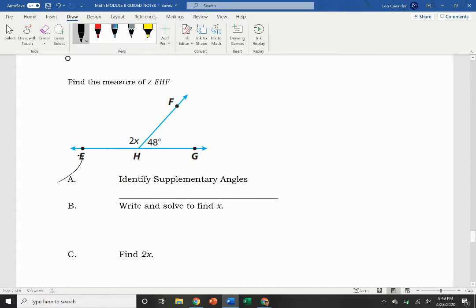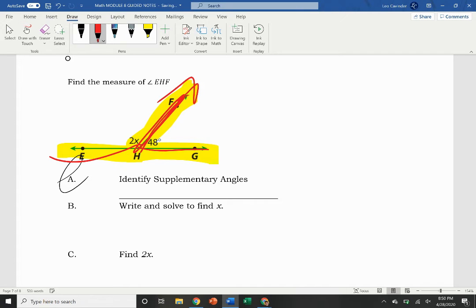Okay, it's fine. So actually, first we're going to do A. We're going to identify supplementary angles. So in this case, it is EHF and FHG, because as you can see here, these are both into it, and one here, one here. Once again, our supplementary angles are EHF and FHG.